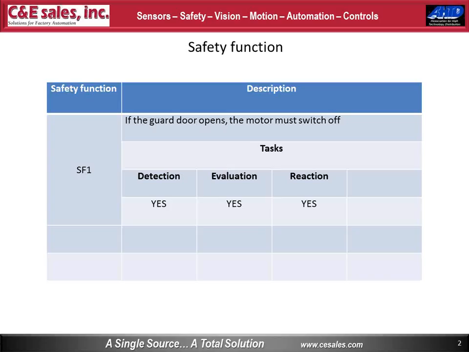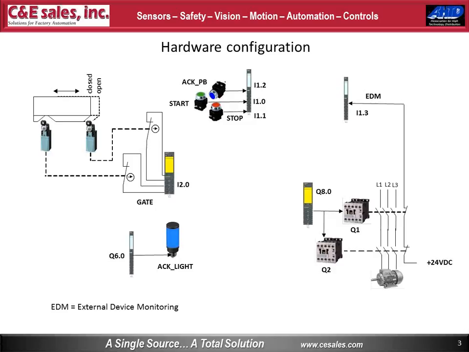I include this little chart here as a form I use to make them as specific as possible. So in this case, we're going to talk about a single safety function described here. If the guard door opens, I want a motor to switch off, and it requires a number of tasks, but I won't go through all the elements of the risk assessment and the safety validation. We'll talk about some of the specific uses here.